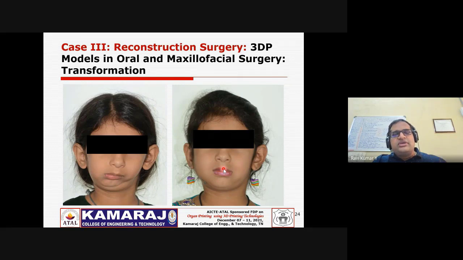So in this way, 3D printing is helpful for designing these distractors and calculating the vector calculations for the patient based on the patient's condition. All this will be done through the 3D printed models.